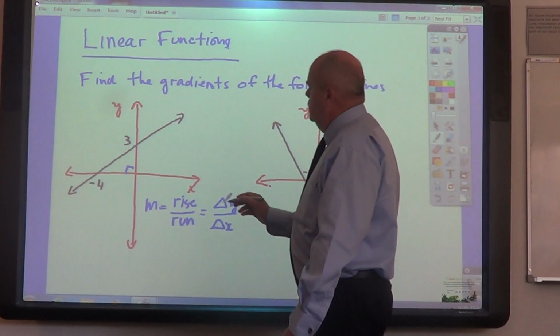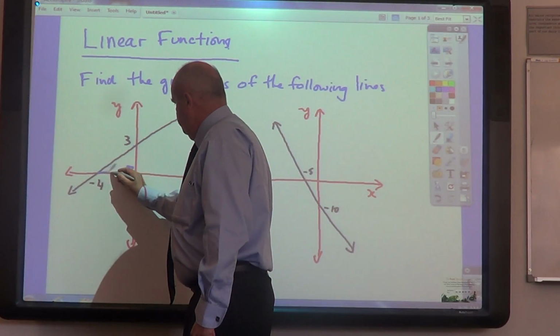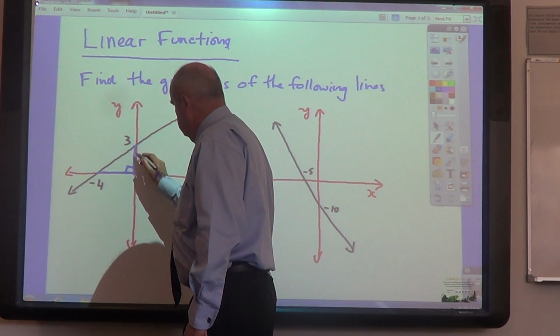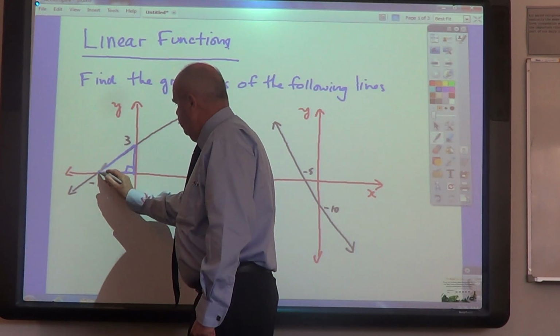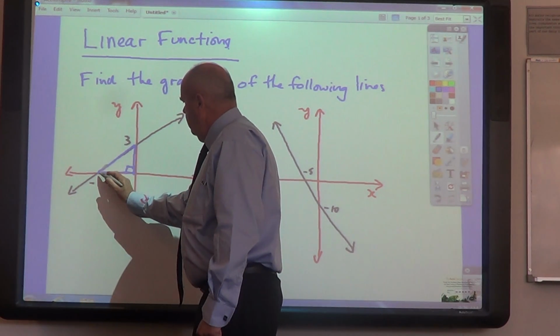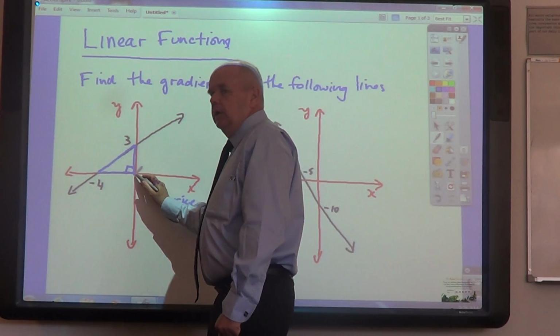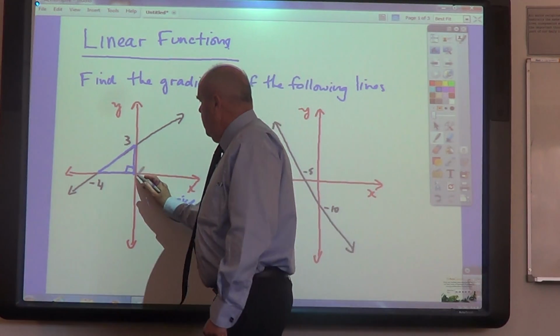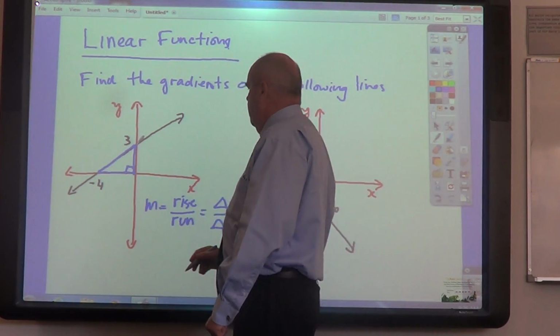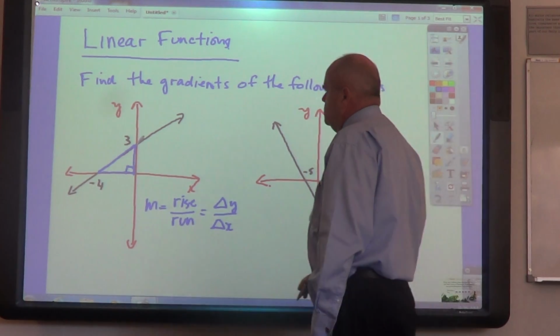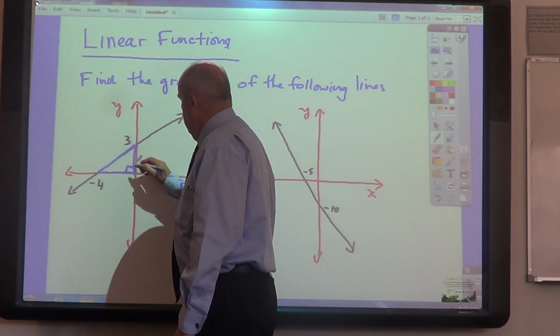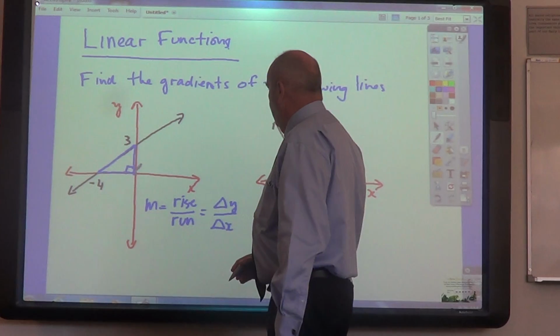So, making use of our right-angled triangle form here, I can see that to get from this point to this point, I've got to move 4 units in the x direction and 3 units in the y direction. So my rise is 3 and my run is 4.